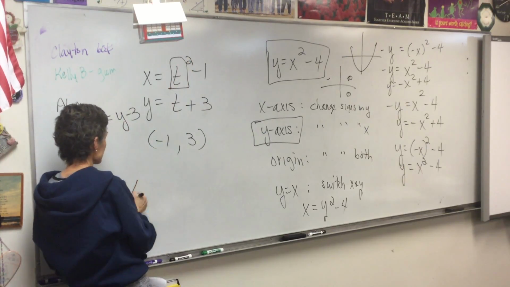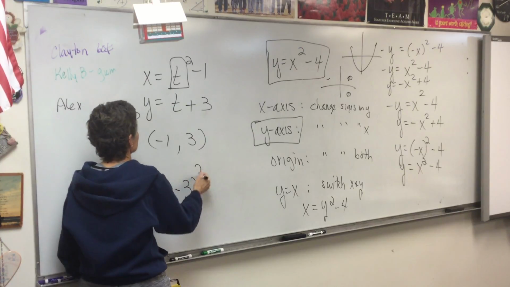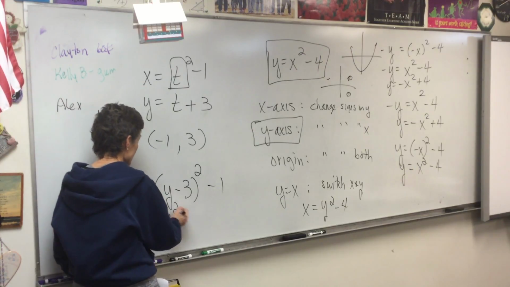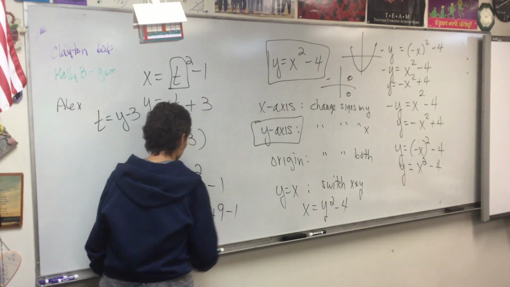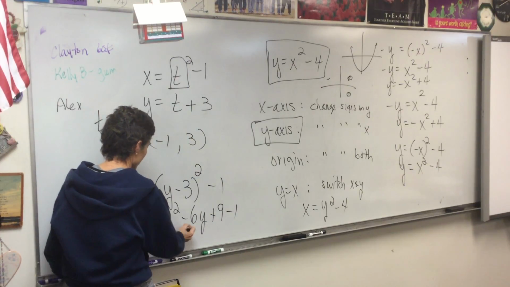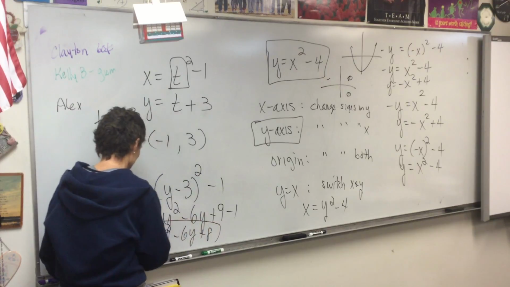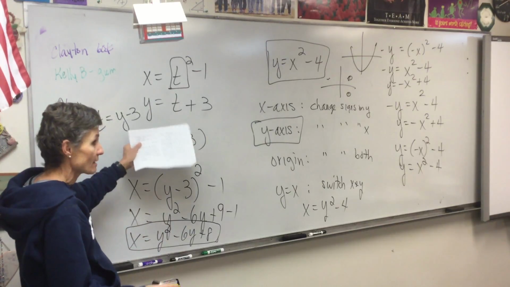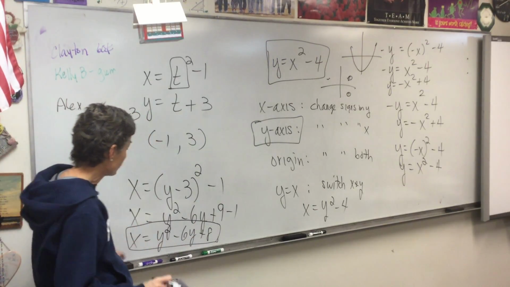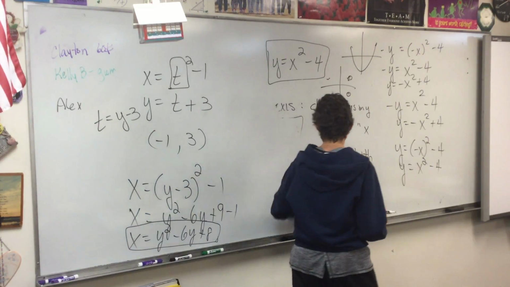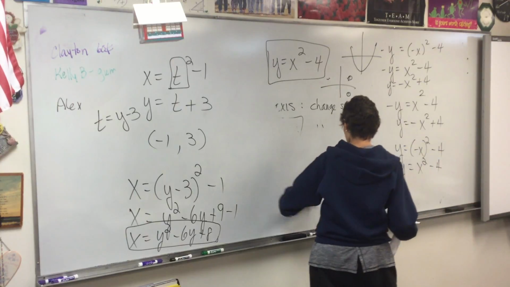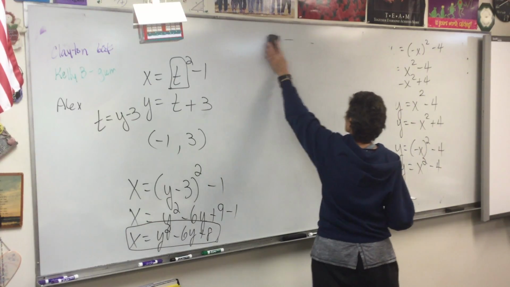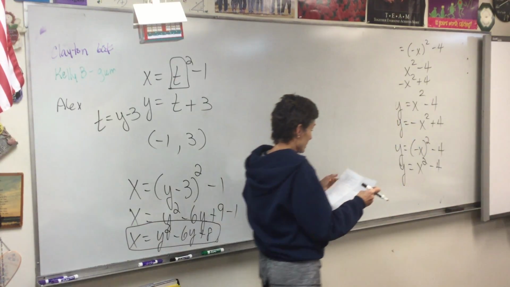So we'll just plug that in. So x equals y minus 3 squared minus 1, which is y squared minus 6y plus 9 minus 1. Notice I'm foiling. So y squared minus 6y plus 8. So now I have my 2 equations. I've done some substitution. And I now have one equation that only has x's and y's. No t's. That's called a Cartesian equation. X's and y's. All right, so now I'm going to sketch it.